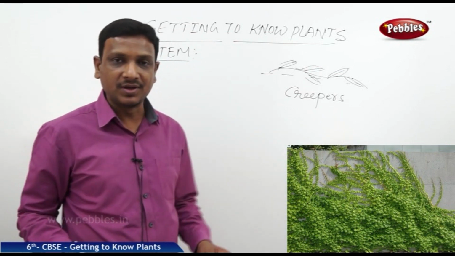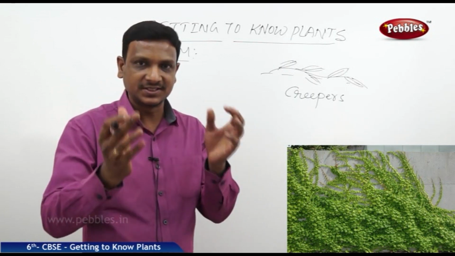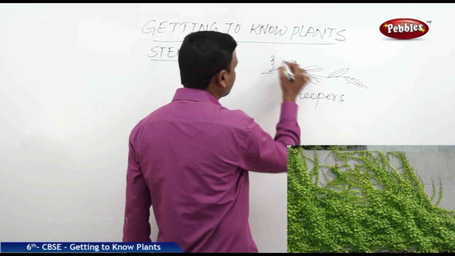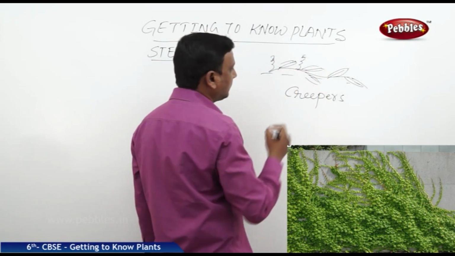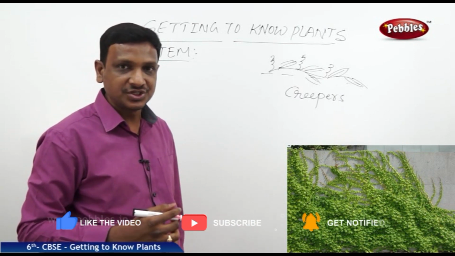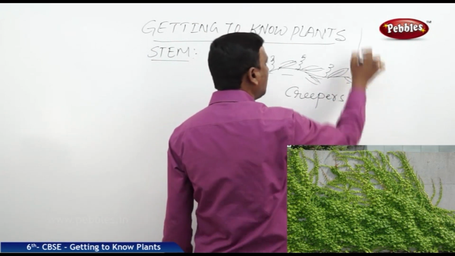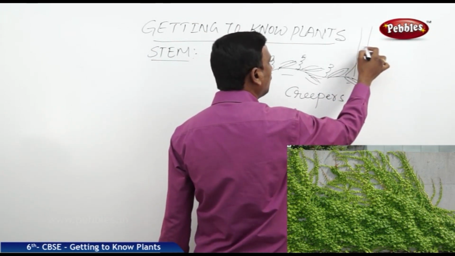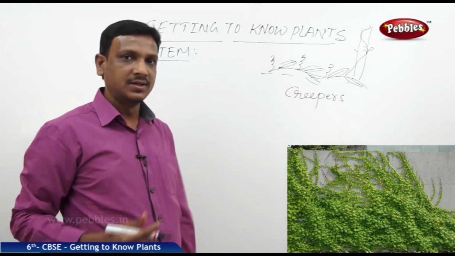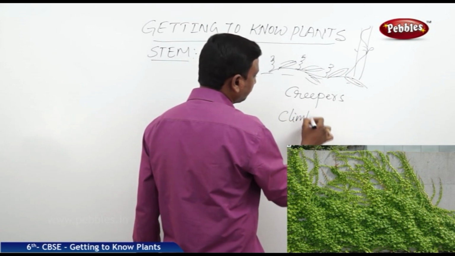Why are they creeping? Because their stem is very thin and not strong, so they cannot stand erect. Some of the creepers have special hook-like structures by which they catch hold of any support, any pillar, any pole, and they grow along the pillar. That means they climb. When creepers climb, they are called climbers.